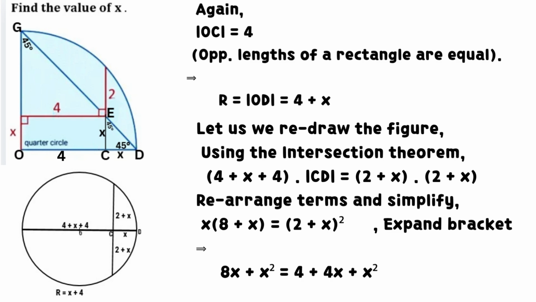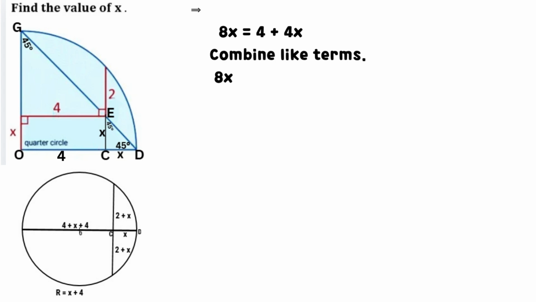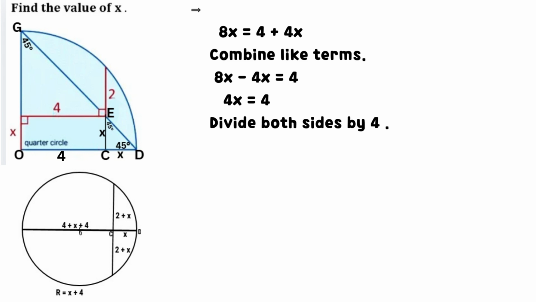Expand brackets. This implies that the sum of 8 times x and the square of x equals the sum of 4 and 4 times x plus the square of x. This implies that 8 times x equals the sum of 4 and 4 times x. Combine like terms. We have that 8 times x minus 4 times x equals 4.